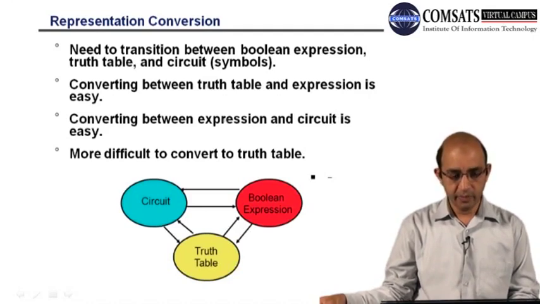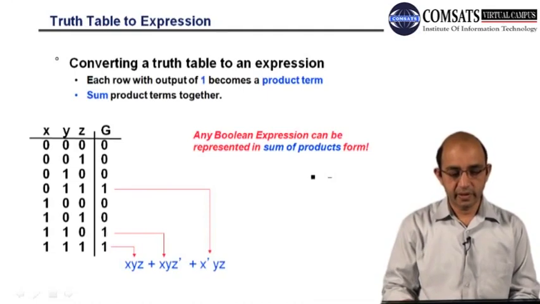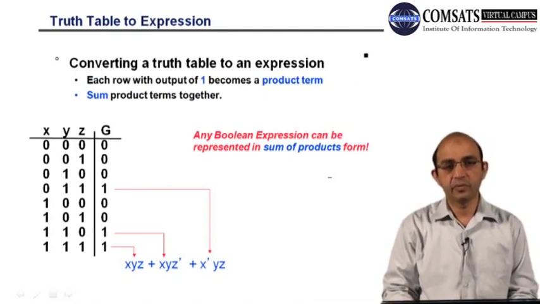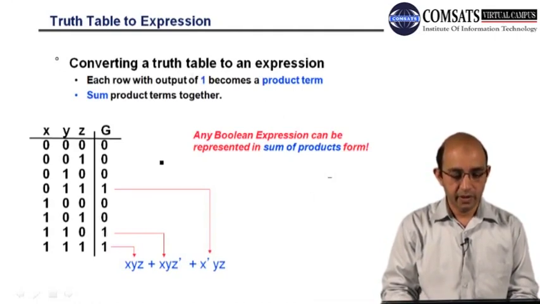So this is the mechanism of conversion or representation. Let's start from the truth table. If we have a truth table and we want to have a Boolean expression, this is the truth table. We have three variables, so straight away we know that we can have 8 different combinations. We start from 0 and go till 7. So this is the output.